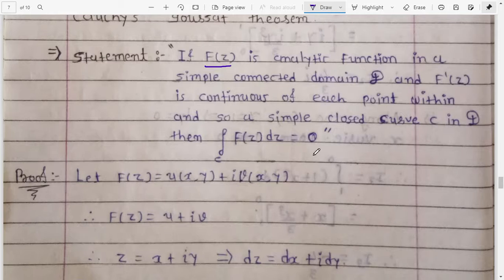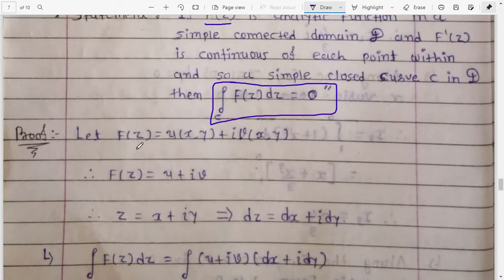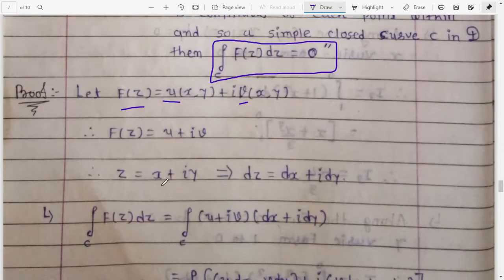Now we see the proof of this theorem. Let f of z is equal to u plus iota v, where u and v are functions of x and y. So f of z is equal to u plus iota v. z is equal to x plus iota y, and the derivative dz is equal to dx plus iota dy.